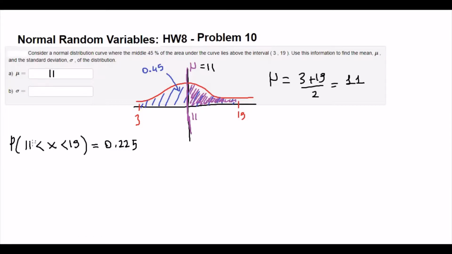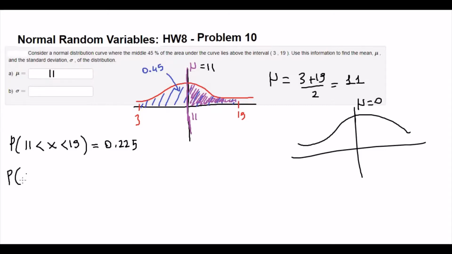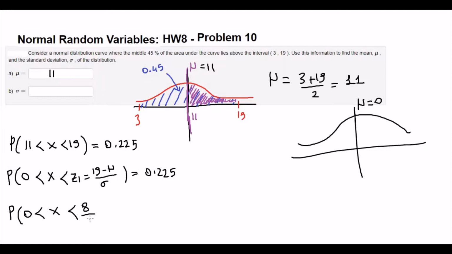Now we can standardize 11 and 19. 11 corresponds to 0 in the standard normal distribution. And 19 is some z1 value, which is (19 minus mu) over sigma. This is how we standardize. Now we can evaluate this value because we know mu. So that is going to be 8 over sigma.